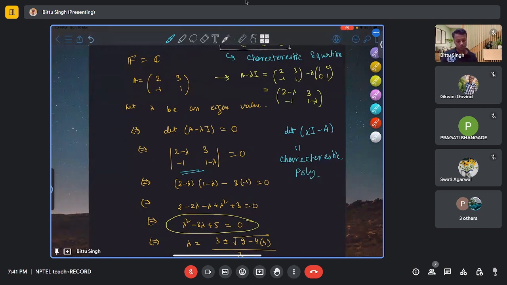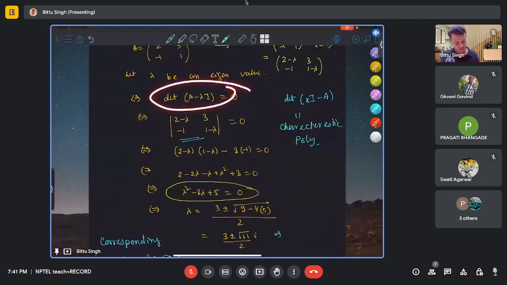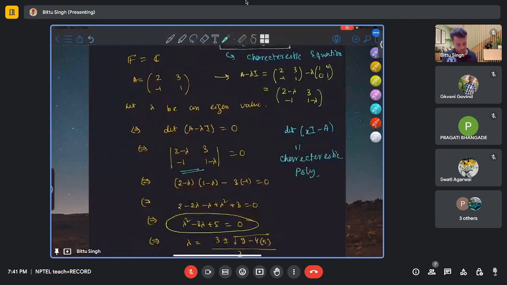So for this question, this is the characteristic equation, and the characteristic polynomial is this part. Instead of lambda, let us write x, then it will be x squared minus 3x plus 5. This is the characteristic polynomial for this particular matrix.